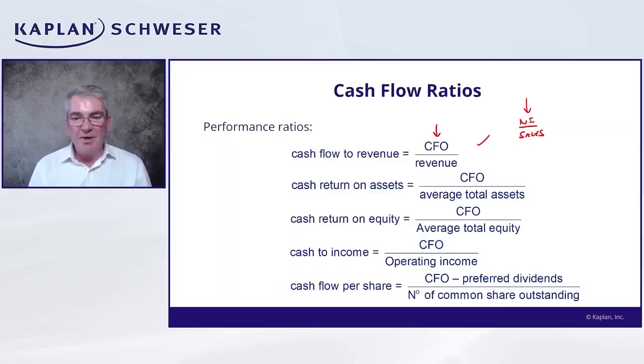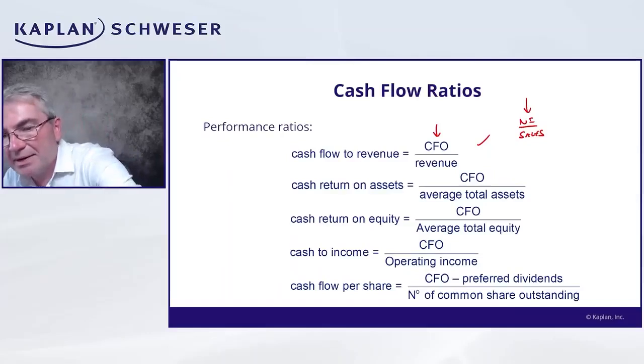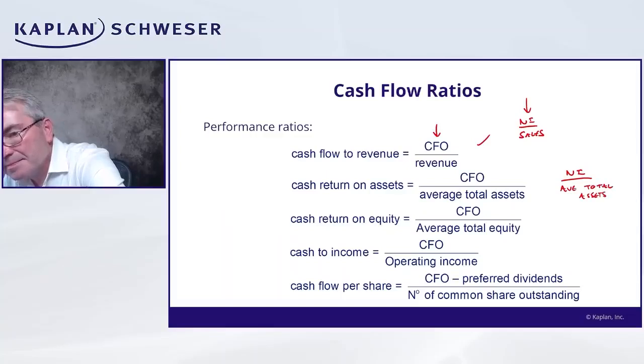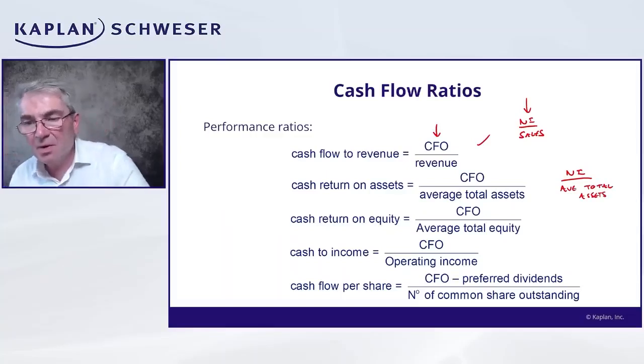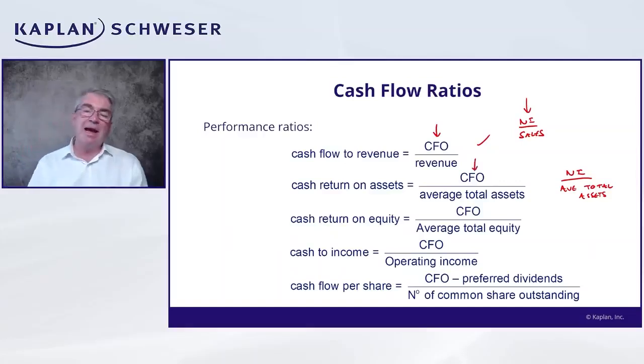Cash return on assets, well, our return on assets is net income over average total assets, and it looks at how we're using the asset base to generate earnings. Well, all we're doing again is replacing earnings with CFO, so it's looking at how we use our asset base to generate operating cash flows to the company.